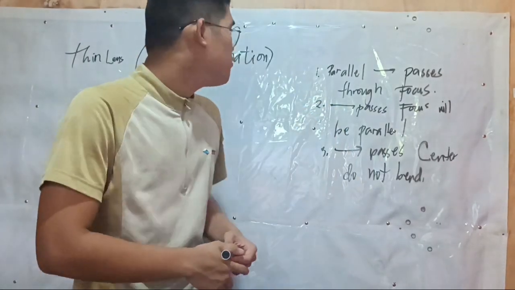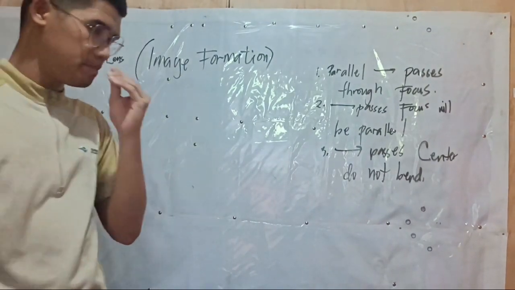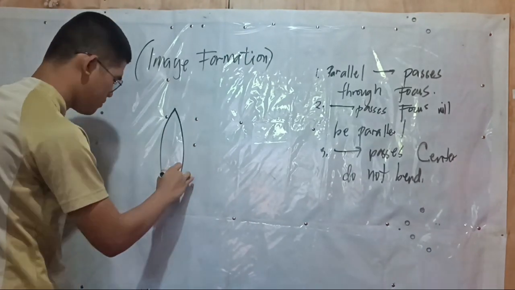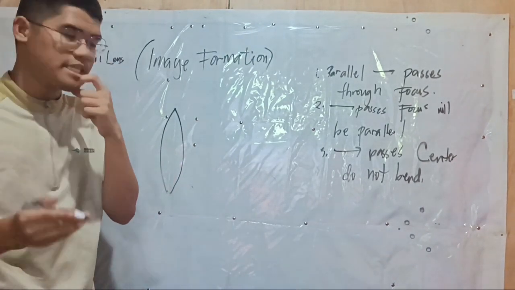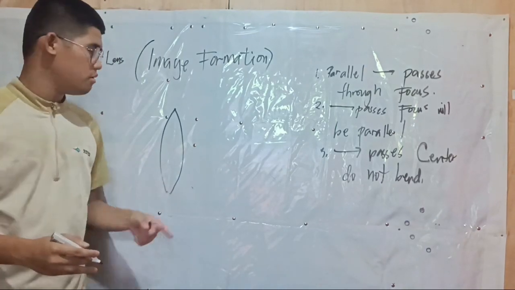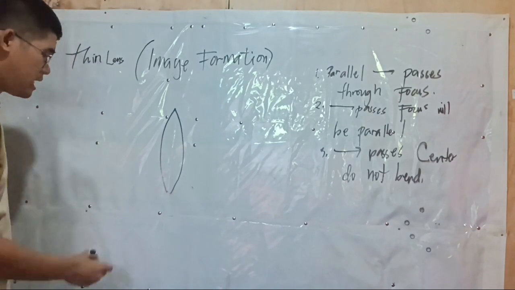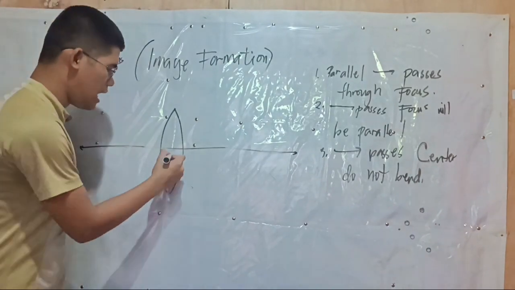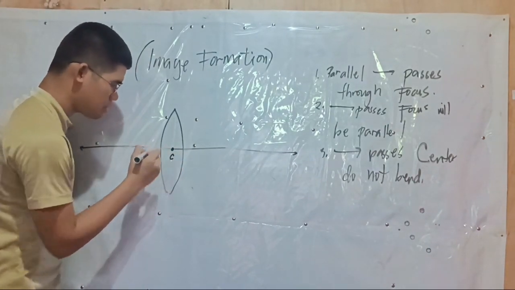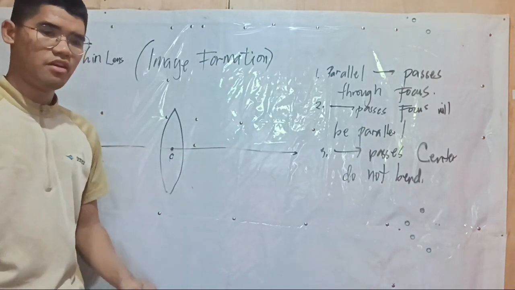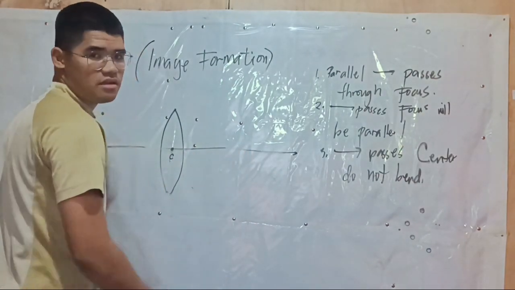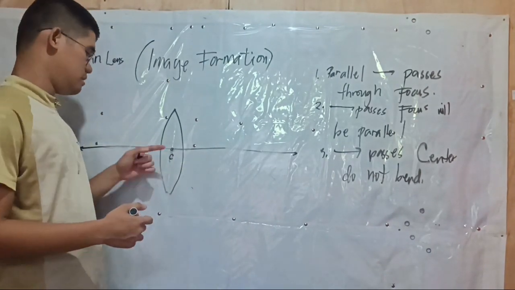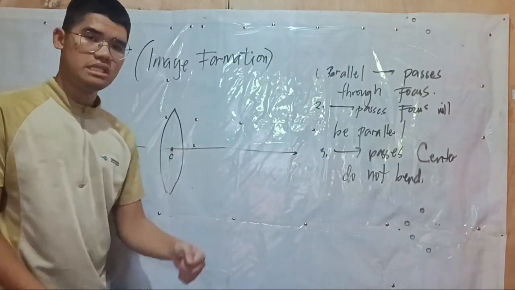Now let's talk about image formation in our thin lens. So we have our lens here. In our thin lens, our center is at the center of the lens, and we have our optic axis right here. Remember, in our concave mirror and convex mirror, the center was located away from the mirror. Here in our lenses, the center is right at the center of the lens. So if the center is here, where is our focus?